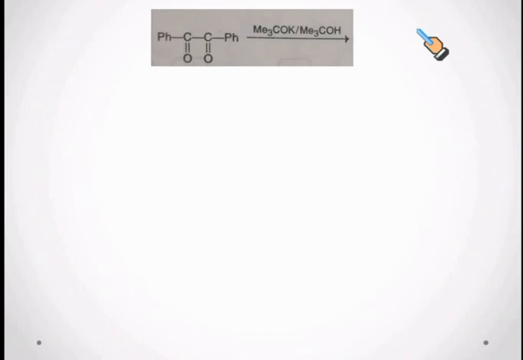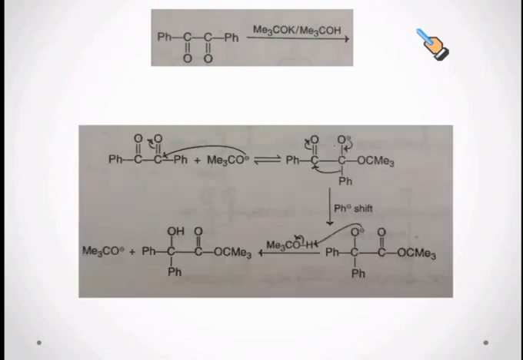Now what happens when this benzil is treated with potassium tertiary butoxide in the presence of tertiary butanol? First, the tertiary butoxide ion attacks either carbonyl carbon and generates an anion, and the attack takes place in this way and generates this anion, which rapidly undergoes rearrangement via phenyl migration, forms this anion, which takes up a proton from the tertiary butanol and generates alpha hydroxy ester.